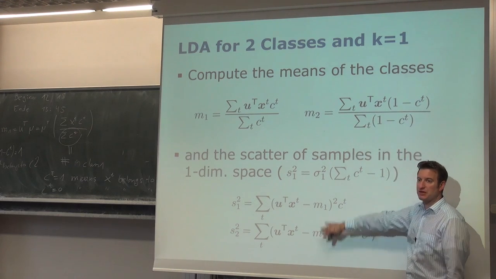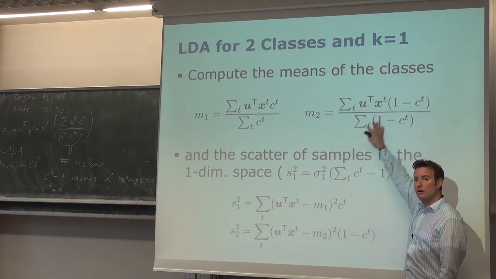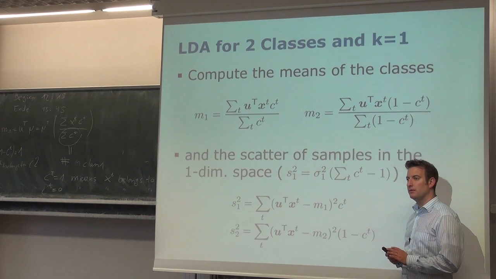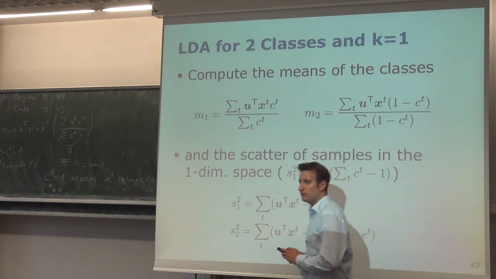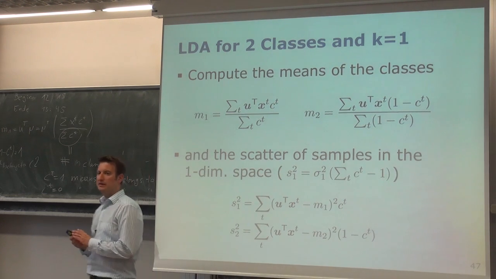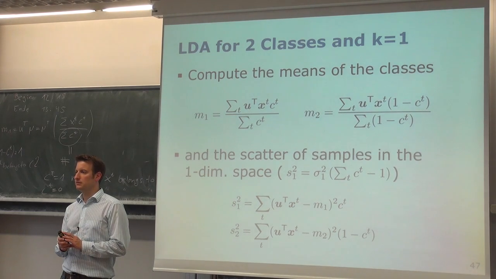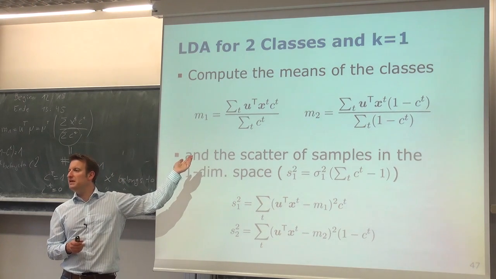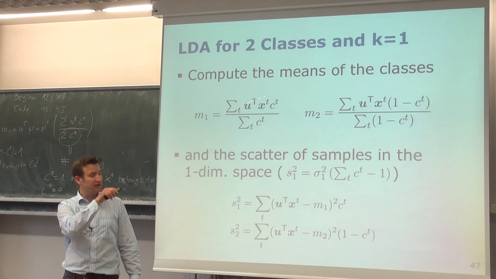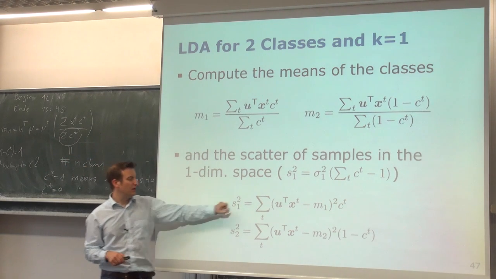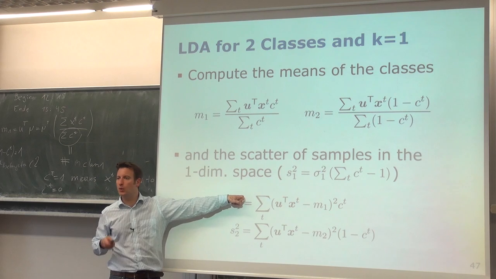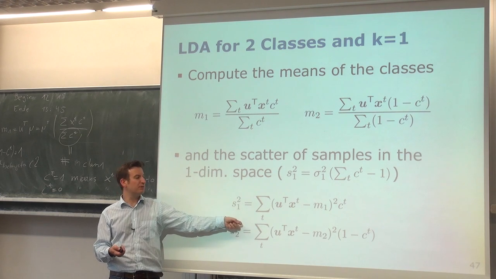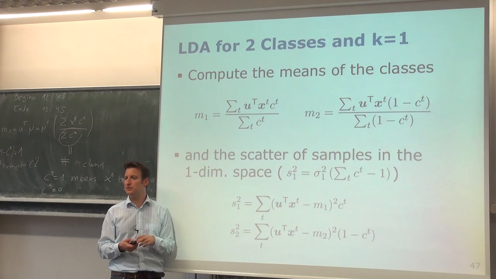Everyone happy with those expressions over here? Or is there anything I can clarify? Anything which needs clarification? The one thing is just, where will the mean be projected to? This is what this is. And what scatter, or what spread, will I have away from the mean along the projected dimension for class number 1 and class number 2?